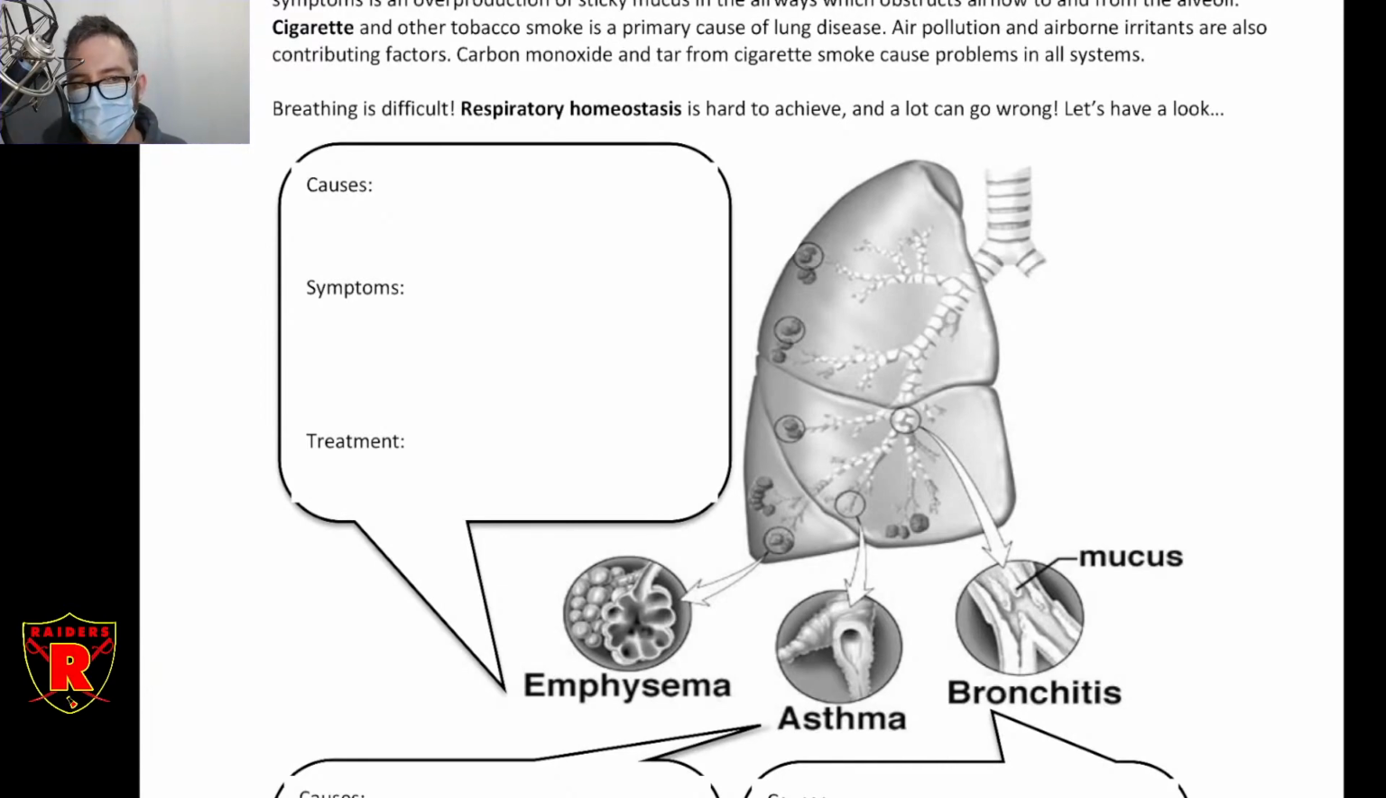What I'm looking for you to summarize from each of these is the causes of each illness. So what causes it? What are the symptoms of the illness? So how do people experience it? And what are some of the potential treatment modalities? How could you potentially cure or at least treat the symptoms of this particular illness?